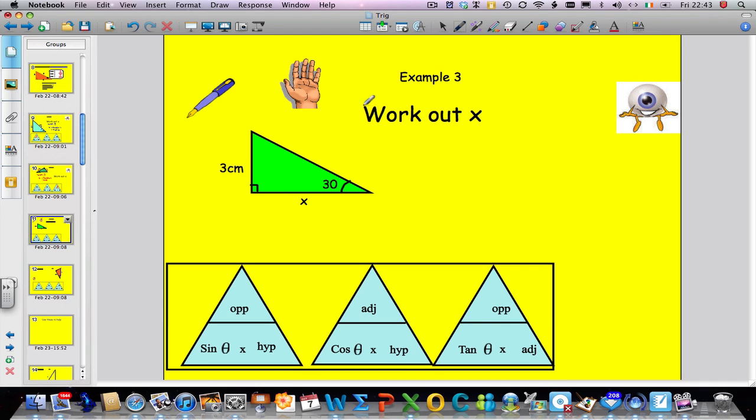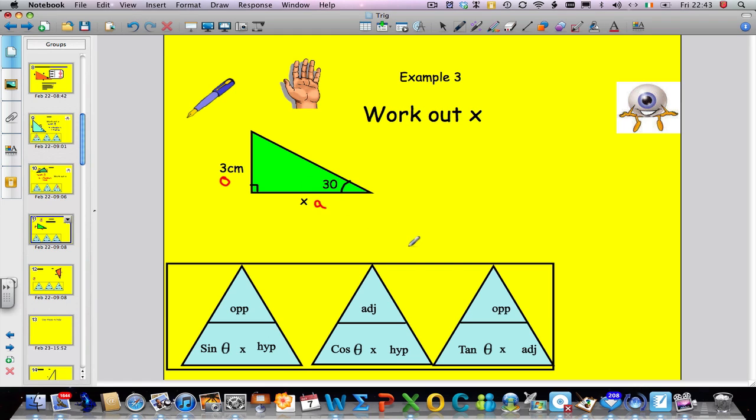Right. So, step 1, label my triangle. In relation to this angle, this is my opposite because it's opposite the angle. This is the adjacent because it's beside the angle. And this one here would be the hypotenuse, but we're not really bothered with that. These are the two pieces of information we're given. So that's step 1. Step 2, choose a formula.